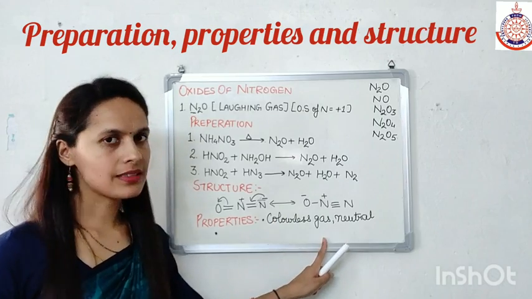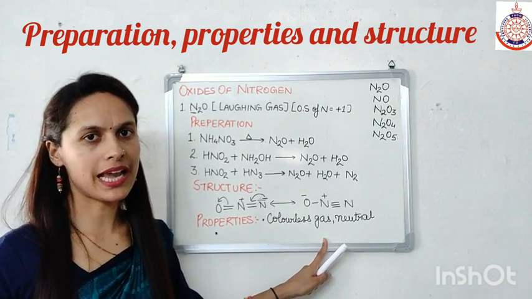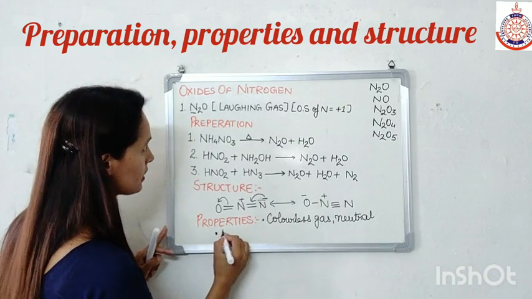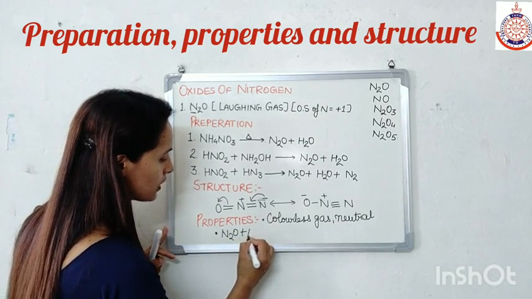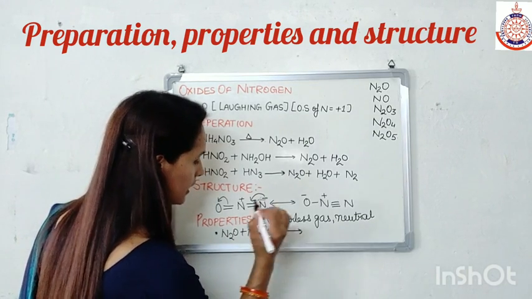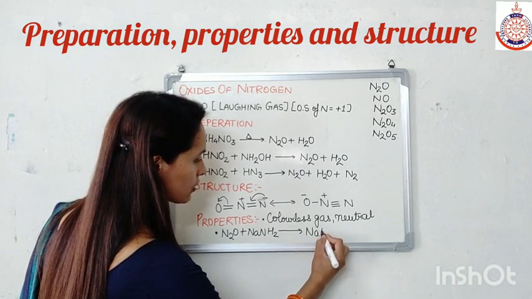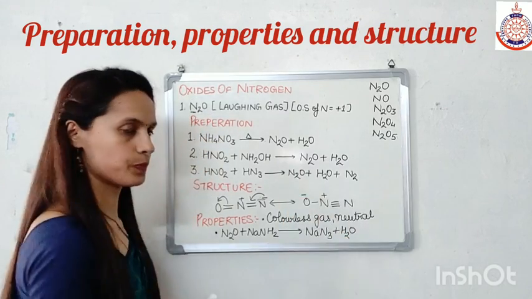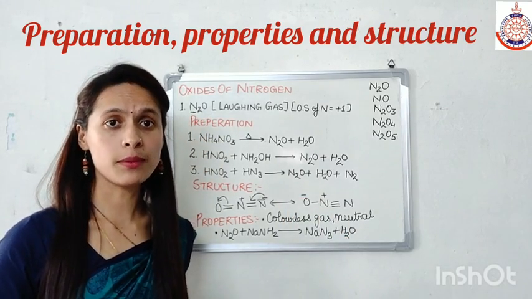So colorless gas is a physical property, whereas neutral gas is the chemical property. Now when this N2O reacts with sodium amide, that is NaNH2, it gives NaN3, that is sodium azide, plus H2O. What it gives? Sodium azide.